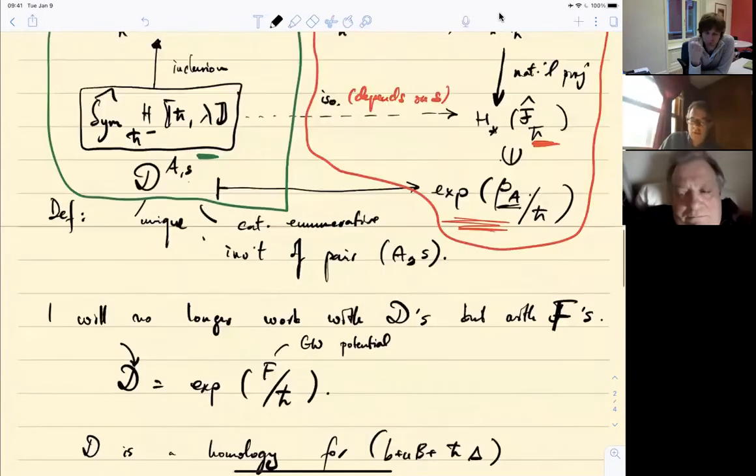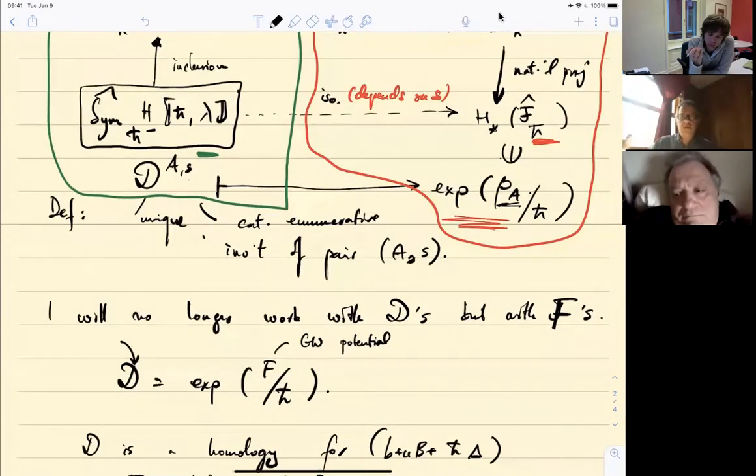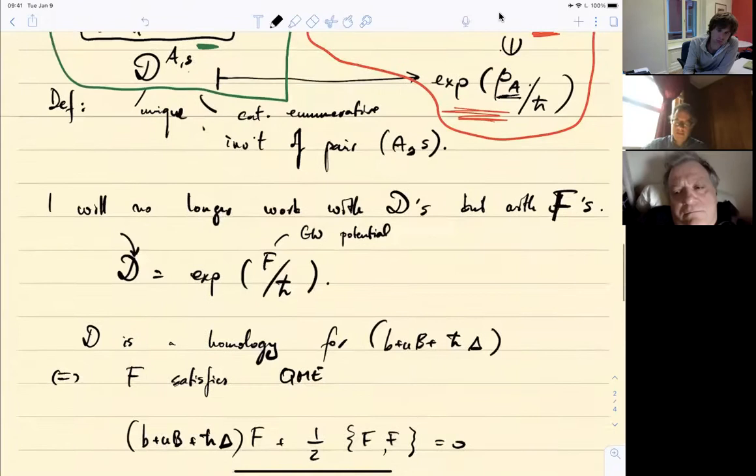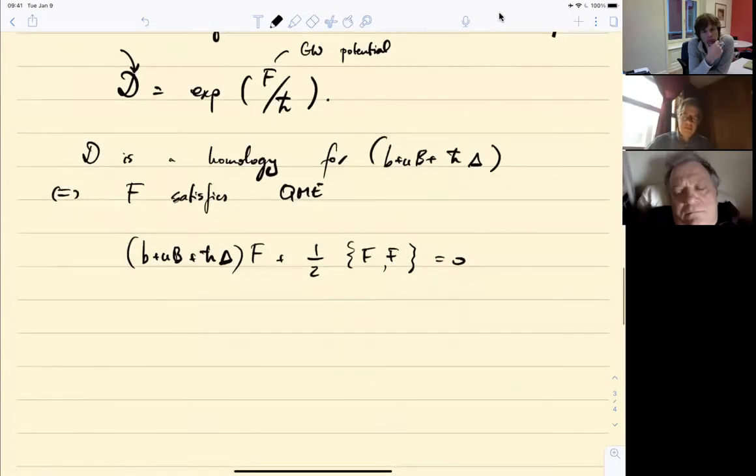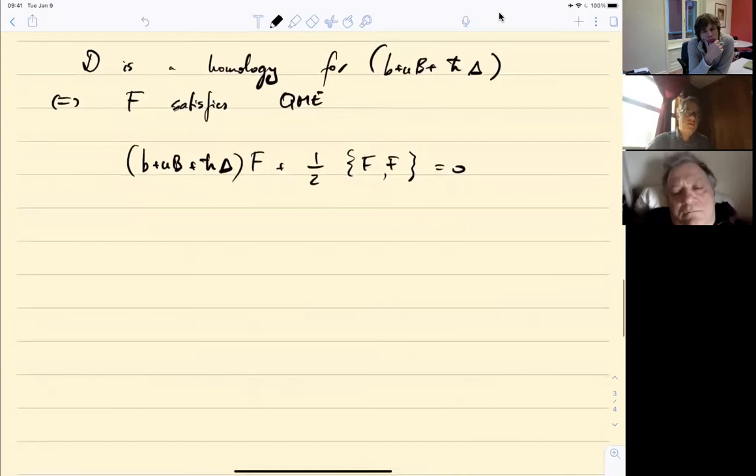The reason I worked with D here is because everybody knows very well what it means to pull back homology classes under a quasi-isomorphism, while people understanding what it means to pull back solutions of the quantum master equation is maybe not so. But it is exactly the same.